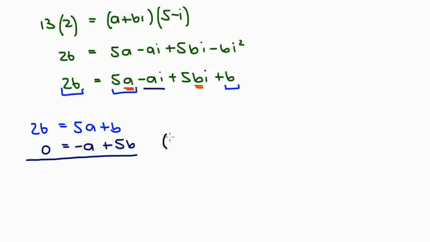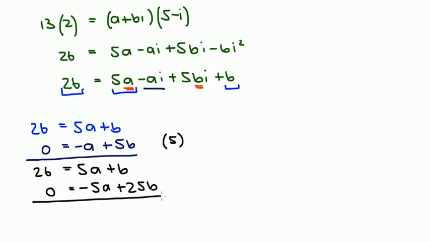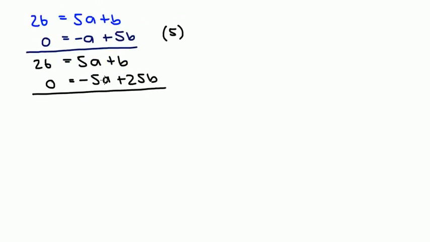I'm going to multiply the bottom line by 5. The top line stays at 26, 5a plus b stays at 0. I get minus 5a plus 25b. So 5a minus 5a just gets 0. 26 on the left. b plus 25b gives me 26b. So therefore b is going to be equal to 1.